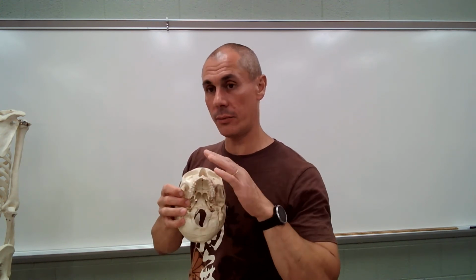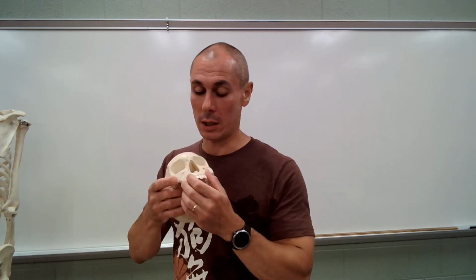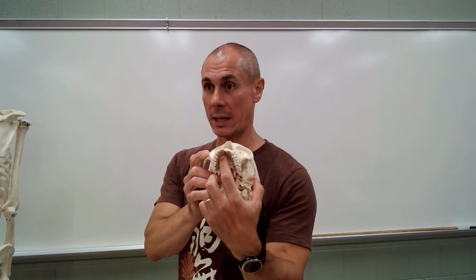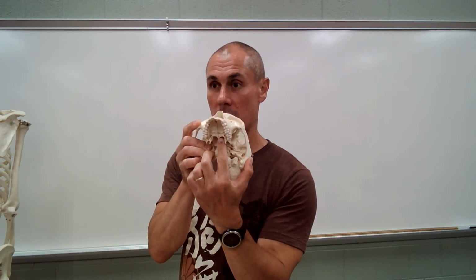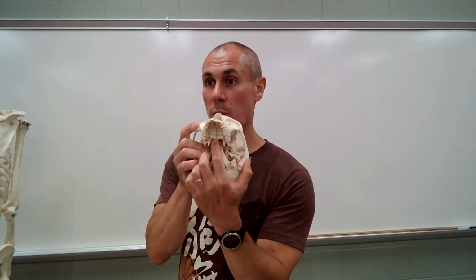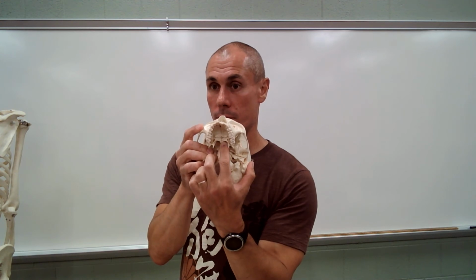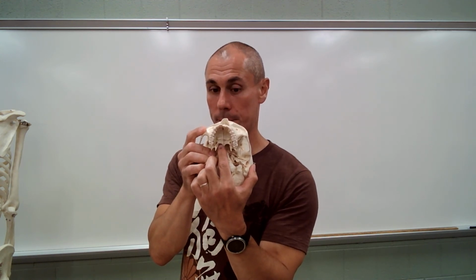Now, maxilla not only forms your upper jaw, it also forms most of the roof of your oral cavity, what we call the hard palate. Okay, so the anterior part of the hard palate is formed by the maxillary bone, or maxilla. The posterior part, right here, is formed by two fused palatine bones. Okay, we're good so far?